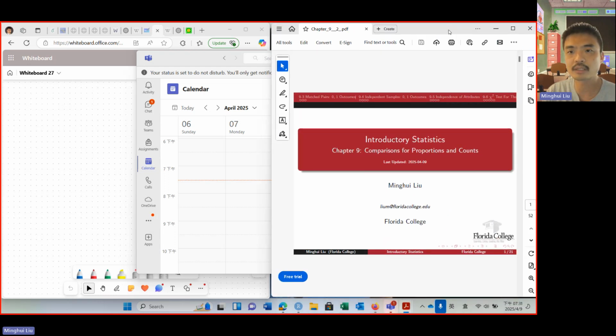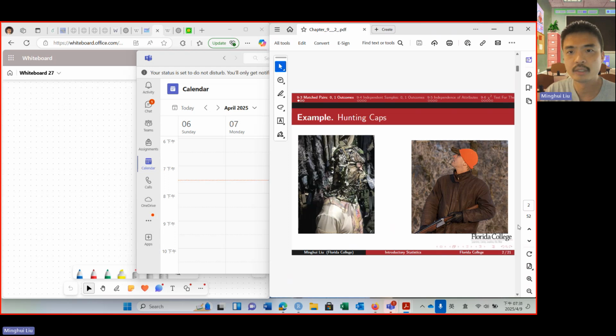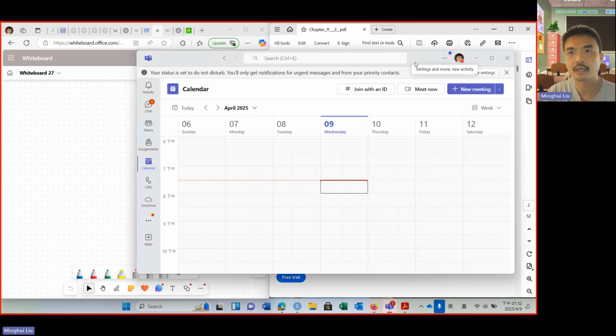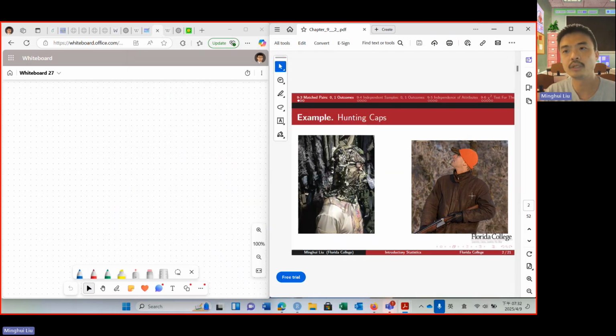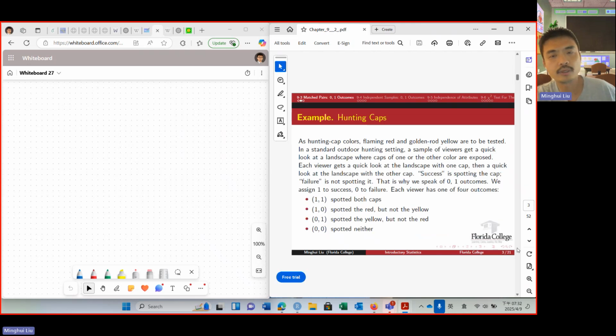All right, so now let's continue our discussion in chapter 9. Today we're going to look at hunting caps. And so here in this example, we'll be looking at comparison with ties. So when you go hunting, you want to choose a hunting cap that makes you more visible to other hunters for your own safety. So apparently, if you look at the picture, the one on the right would make more sense than the one on the left. The one on the left may be more useful during the war where you don't want to be discovered by your enemies.